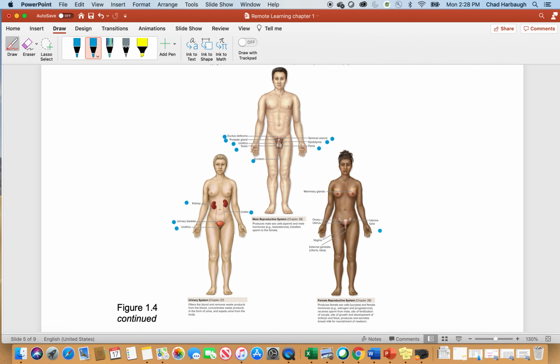In the female reproductive system, it produces female sex cells called oocytes. It also produces the female hormones estrogen and progesterone, and it's also important in the development of the embryo and the fetus. The structures that are important in the female reproductive system include the mammary glands, the ovary, the uterus, the uterine tubules or the tube, the vagina, and the external genitalia of the clitoris and the labia.